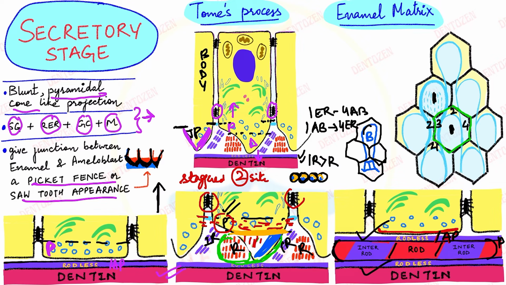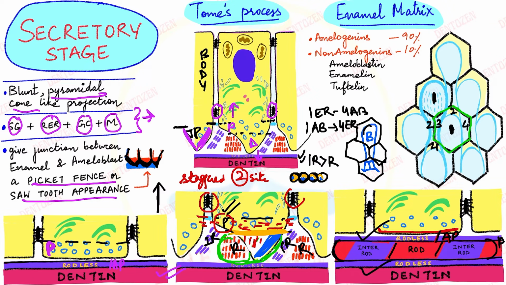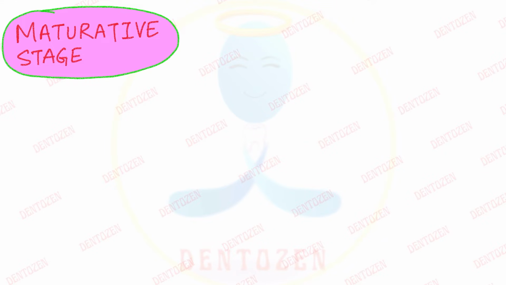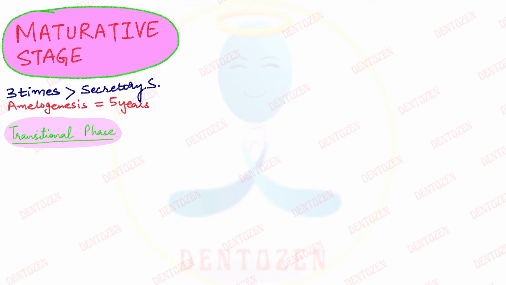Now, what are these enamel rods made up of? Enamel matrix proteins, they are amelogenins 90% and non-amelogenins 10%: ameloblastin, enamelin and tuftelin. Now, next we enter the third stage, the maturative stage, which is longer than the secretory stage, 3 times longer. Amelogenesis is a very slow process, it can take up to 5 years to complete in the crown of some of the permanent teeth. To carry out maturation, the ameloblast will take a first break, the transitional phase, and then will carry out maturation proper.